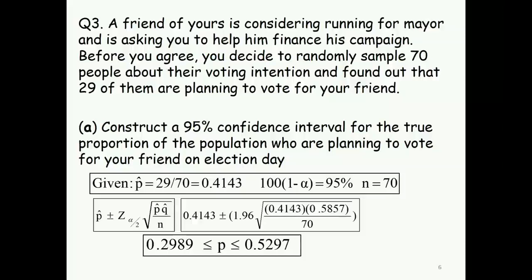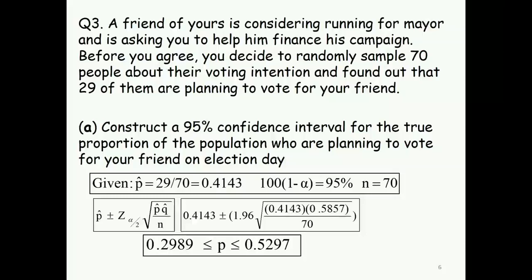Now keep in mind this one, because I will use the other slide. Please write this one, between 29.89% and 52.97%. If an election happened today, there is a probability that your friend will be elected with this somewhere in between. Now there is a second question which is following, based on, keep this one in mind, 30%, 53%.